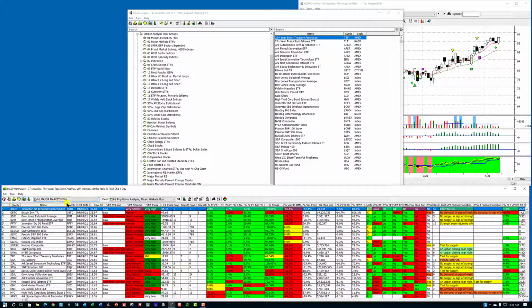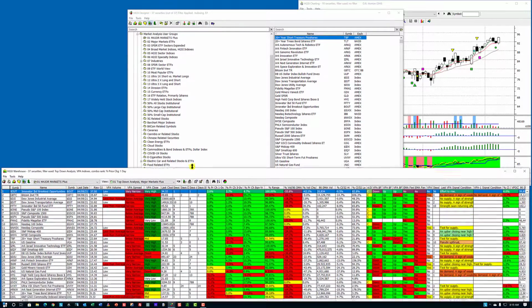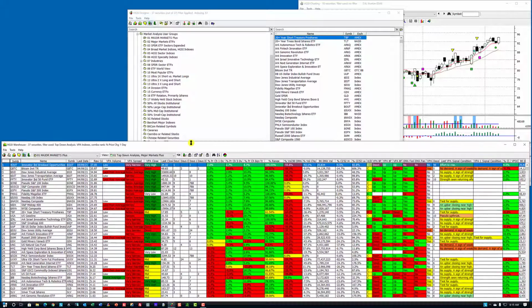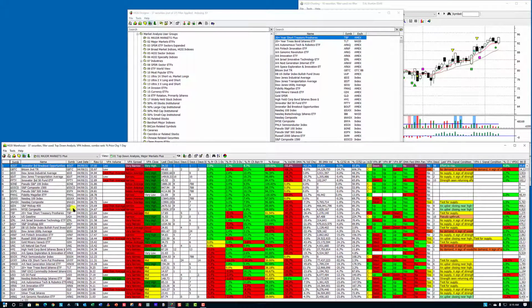of this folder, which I call Major Markets Plus, and I call it that because it's got the major markets plus several ETFs in here for comparison, so I can get a feel for the broader market rather than just looking at the major indexes. Now, this is a view that I've put together. I've been modifying my views to make them more useful, and what it contains is, of course, the name, date, all that stuff, plus the VPA volume, spread, and close.